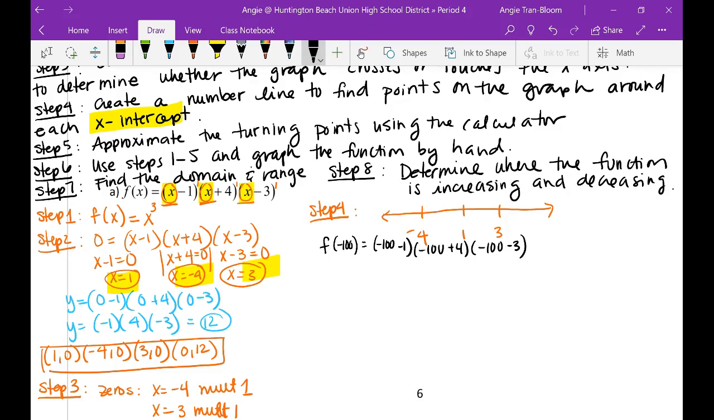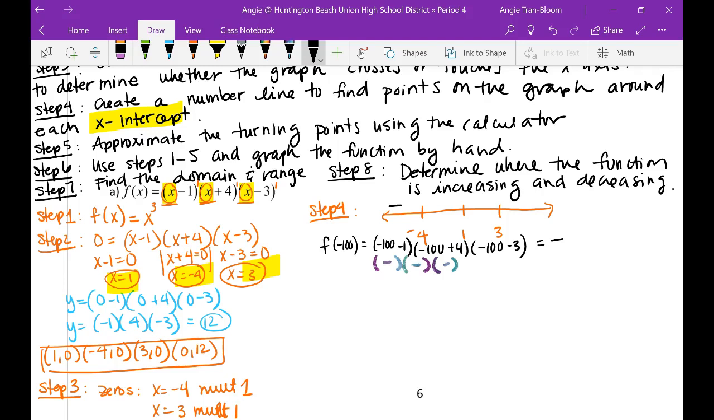Am I really going to sit here and multiply these out? No, I'm not, okay? -100 minus 1 is a negative answer. I don't really care what the answer is. I'm just trying to see if the y value is going to be positive or negative. -100 plus 4 is negative, okay? -100 minus 3 is also negative. A negative times a negative is a positive, but a positive times a negative is now a negative. So over here, you're going to have a negative y value.